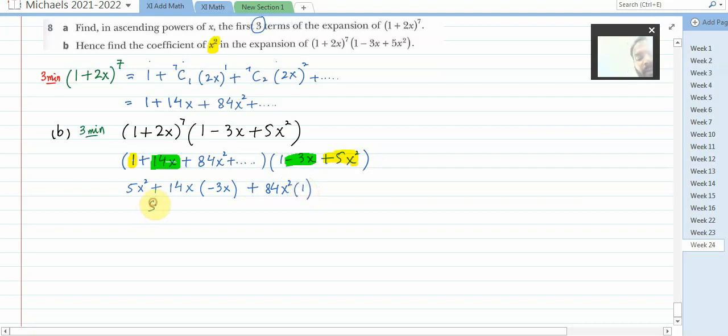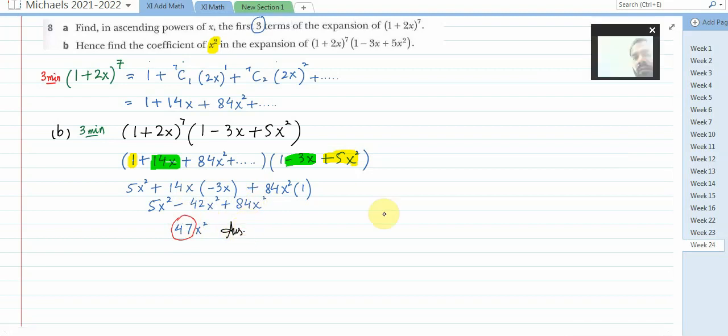So it will be 5x square plus minus 14 times 3. 14 into 3 is 42x square, plus 84x square. We can simplify, so that will be 84 plus 5 minus 42, which gives you the value of 47. So that is 47x square. We are looking for the coefficient, and the coefficient of x square is 47, and that is your answer. Alright, I hope that all of you are clear with this one. Moving on to the next one.